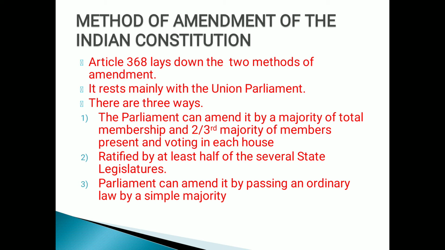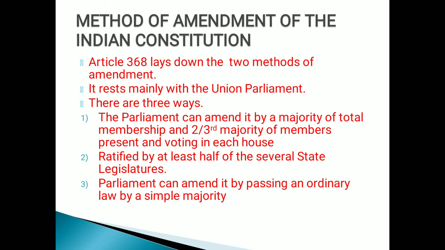That means they wanted the approval of states also. Ratified here means signatures. Several specified constitutional provisions can be amended by the Parliament by passing an ordinary law by a simple majority. That means, I hope, children, you have understood, like by 2/3 majority of members present and voting, the first method. The next method, ratification by at least half of the several state legislatures, that means the states.